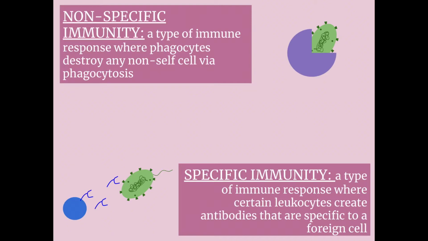Nonspecific immunity is when a phagocyte destroys any cell it recognizes as foreign using endocytosis. Specific immunity is when antibodies are created to destroy pathogens. Both of these responses are necessary in order for someone to be considered immune to a disease. So, now that we've gone over some definitions, let's talk about how immunity actually works.